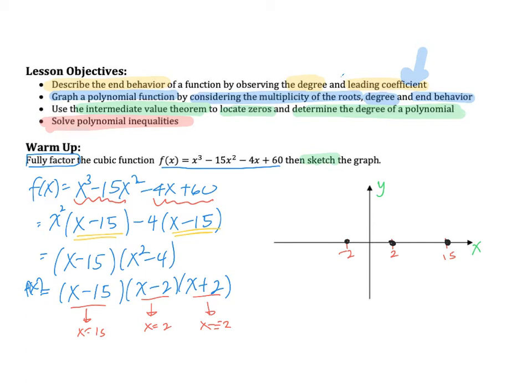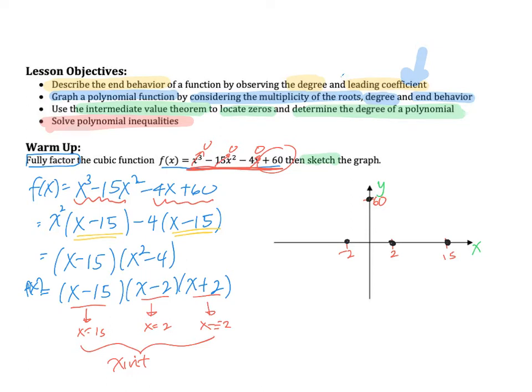What other important point could we put on here? Again, this is a warm-up, but let's look. Hopefully you're saying to yourself, let's look at the original problem. I have my x-intercepts, but what about our y-intercept? That's super easy. You put in 0 for x, 0 for x, 0 for x. What is our y-intercept? Our y-intercept is 60. So now we have that point on our graph.